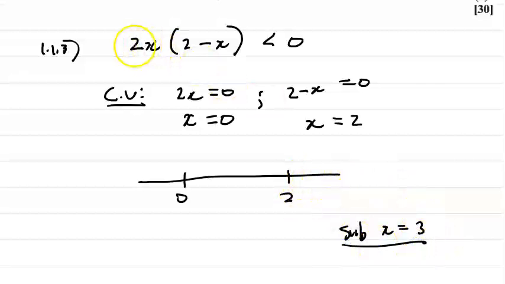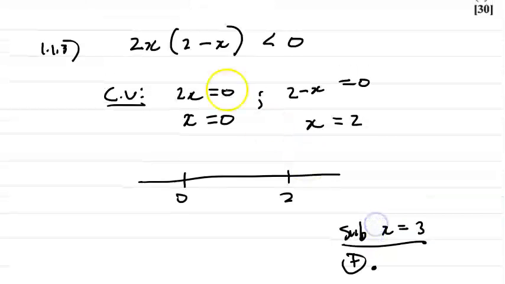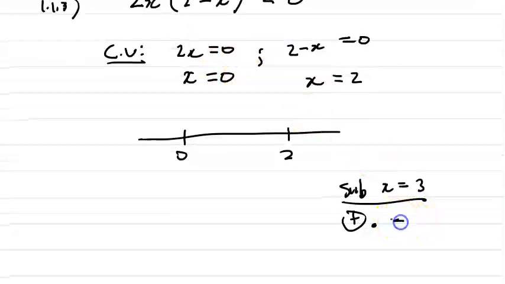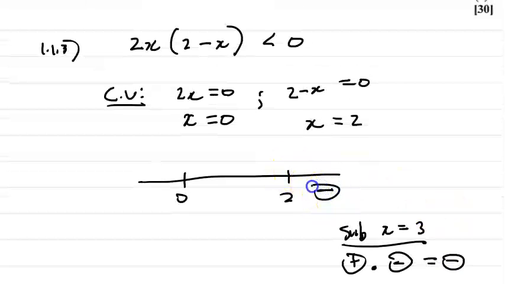Now if you substitute x equals 3, 2 times 3 is 6. That's positive. That's all I'm interested in, the sign. Positive times 2 minus 3 is minus 1. So that's negative. So plus times a minus is equal to a minus. Therefore I'm going to get negative there. If I get negative there, that means I'm going to get positive there and negative there. Remember, it changes. Minus, plus, minus. You only need to work out one. That's why I work out the one on the extreme right.